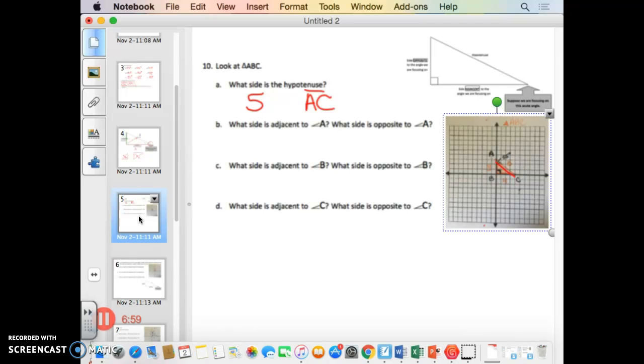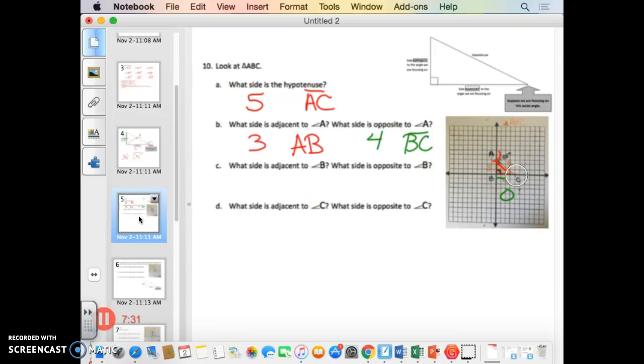Which side is adjacent? So we're looking from angle A. So the side that is adjacent to angle A is here. And we'll call it 3, or you could call it side AB. That's adjacent. Now opposite would be the one across. So that would be here. 4, or we could call it BC. This is the opposite side.